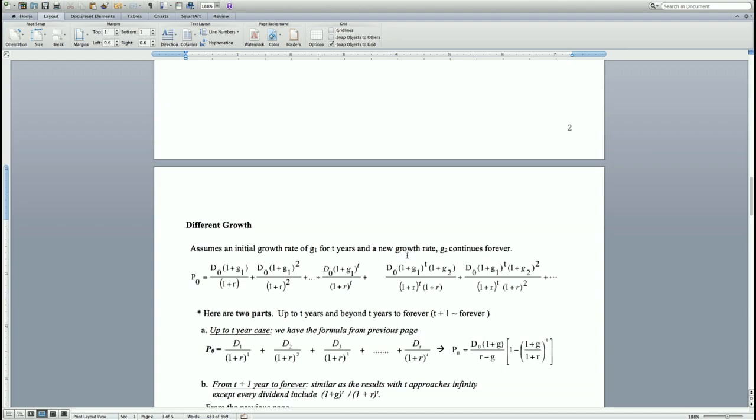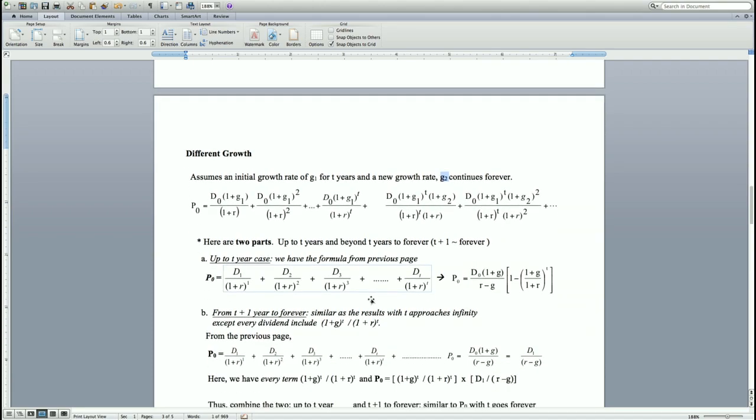After that, the company's dividend grows 5%. That means G2 is 5. Just made up. The key thing is we have 2 different growth rates. Up to T years, G1%. And then T plus 1 and on forever, G2%. So how can we get P0, simplified?